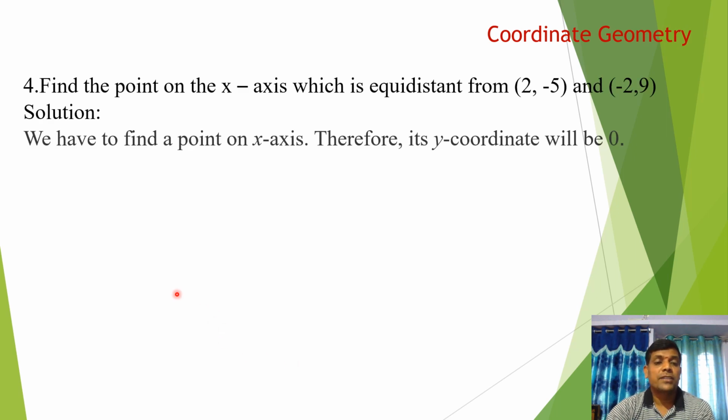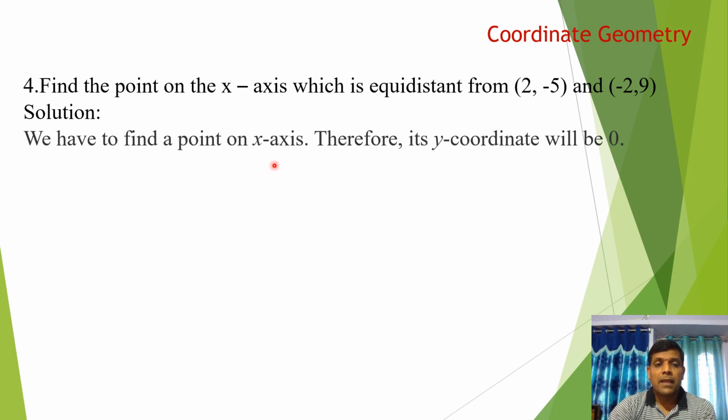Coming to next question. Find the point on the x-axis which is equidistant from (2, -5) and (-2, 9). What is given in the question? Find the point on the x-axis which is equidistant from (2, -5) and (-2, 9). Solution.